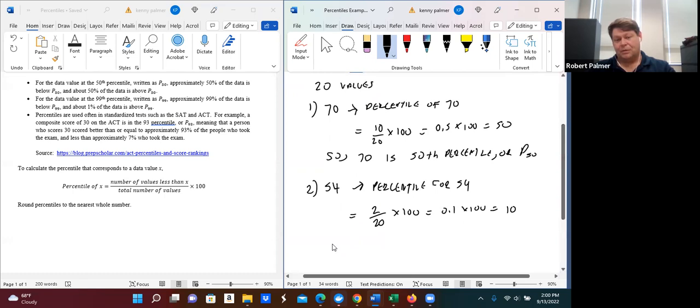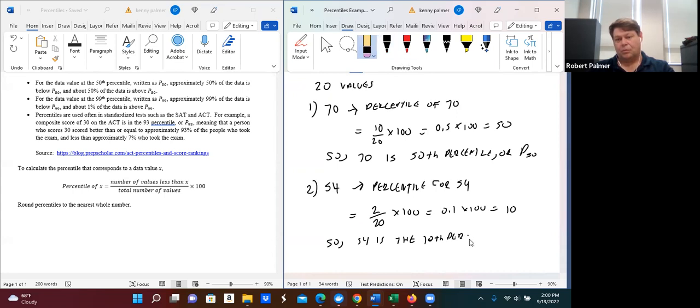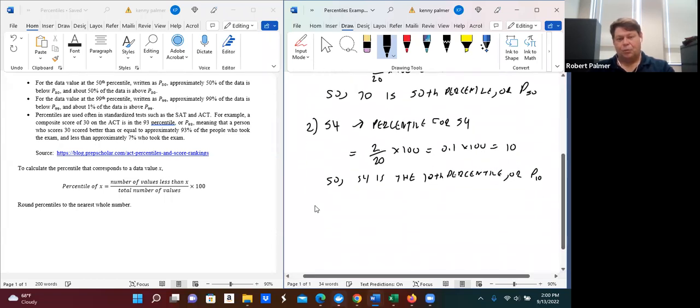And once again, that tells us 54 is the 10th percentile. Or we call that P10. Okay, let's do one more. Let's do 81.